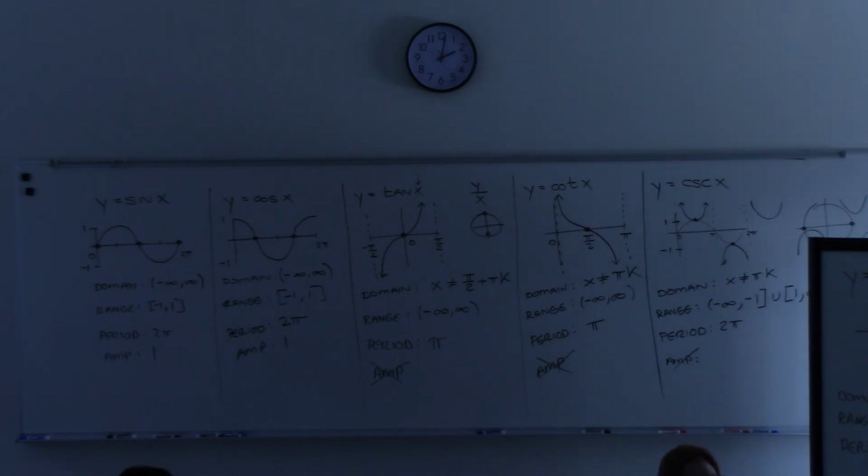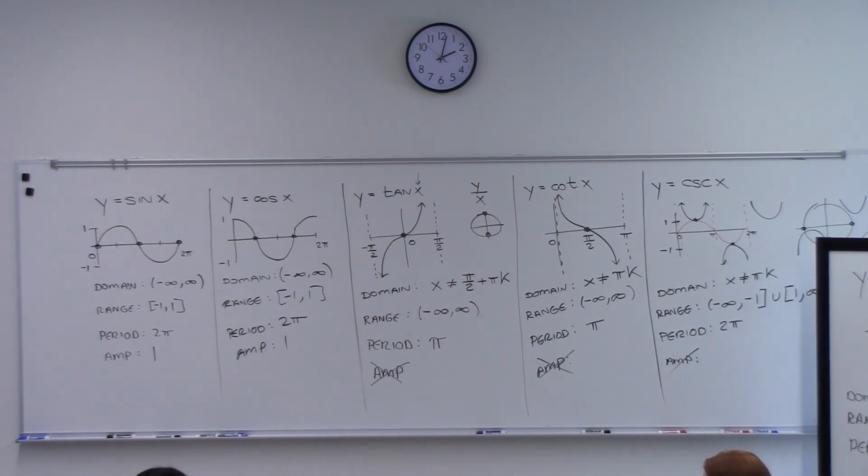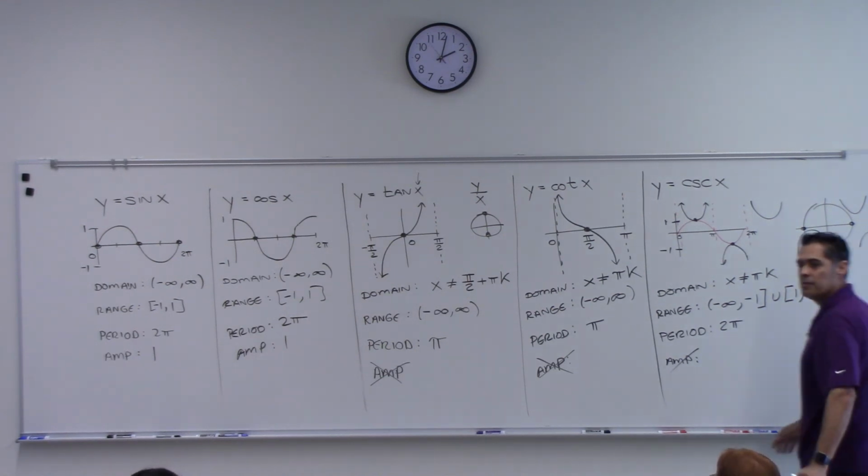Here's sine, 0 to 2 pi, right? Here's cosine, tangent, cosecant, secant, cotangent. It reveals enough information for you to remember certain things. It doesn't give you everything, but it gives you enough to have a general idea of what they look like, right? Okay. Any questions?